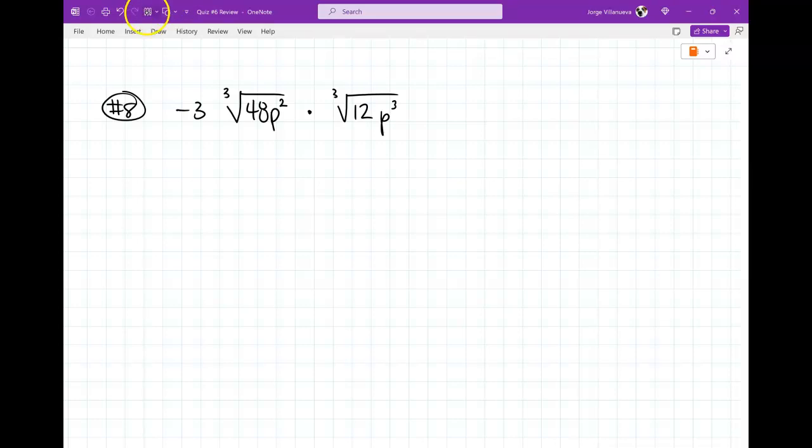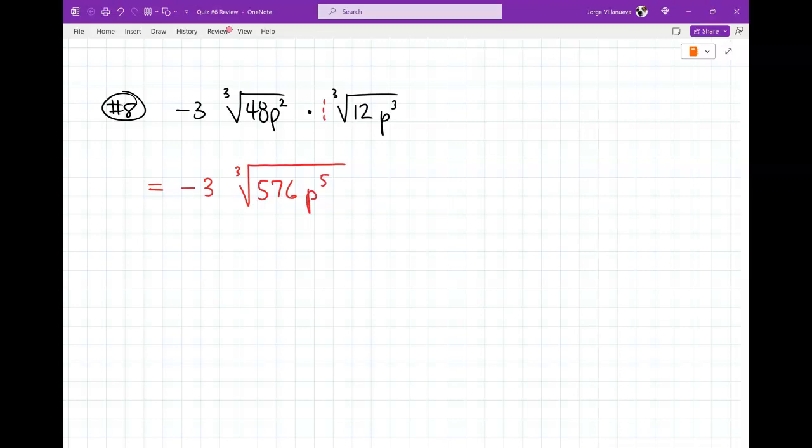All right. Let's go ahead and multiply outside numbers first. So negative 3 times, there is a 1 here, right? So that's a negative 3. Cube root of, I don't know what 48 times 12 is. Well, basically 50 minus 2 times 12. But let's just do it here. 48 times 12. Let's see. 576. And then p squared times p to the third is p to the fifth.